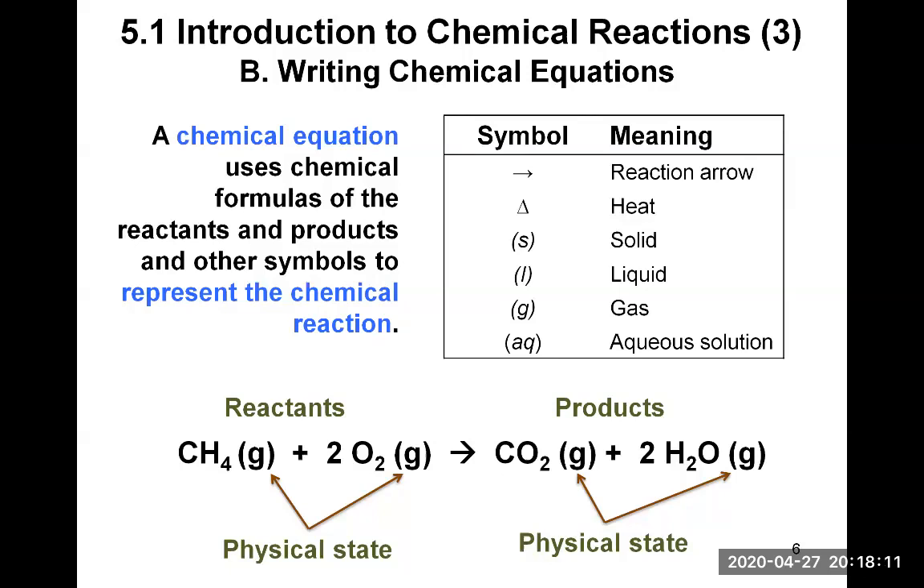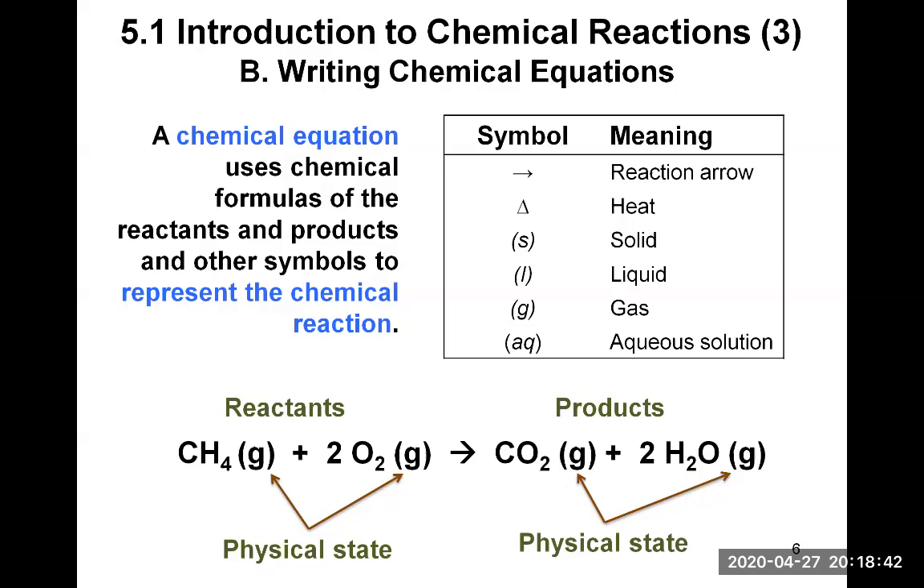By convention, we call the starting materials reactants, and we write them on the left. We use an arrow to show there is a chemical change or a chemical reaction. And you write the formulas of the products on the right side of the arrow. The products are what are produced when the reactants react together.